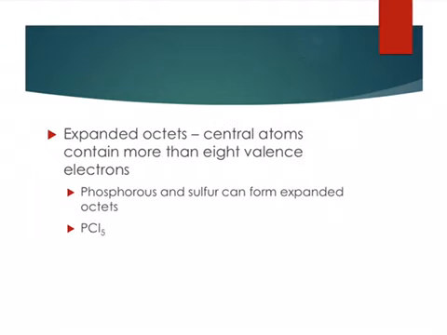Expanded octets are going to be when the central atom contains more than 8 valence electrons. The only expanded octets I'm going to give you are phosphorus and sulfur. And you're going to know it's an expanded octet when, again, there's more than 4 things bonded to the central atom. Phosphorus can actually have 10 electrons around it, and sulfur can have 12. Only, again, when there is more than 4 things bonded to the central atom. So like if it's PCl4, you don't give phosphorus 10. But if it's PCl5, you kind of have to.